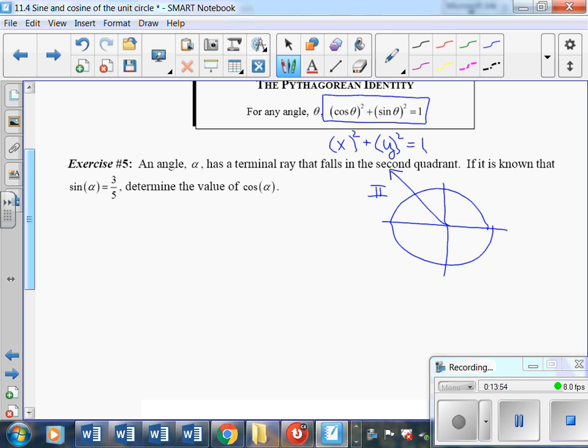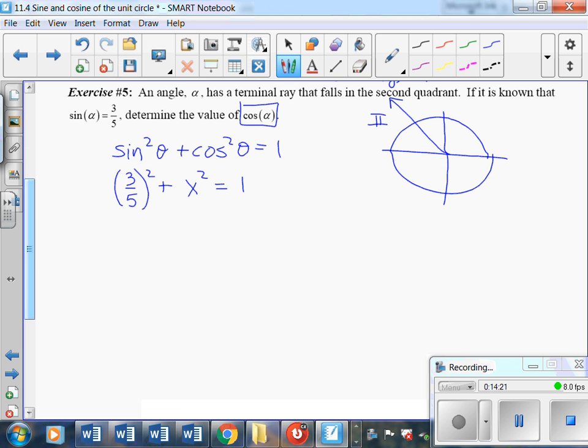So we know that sine squared theta plus cosine squared theta is equal to 1. Well, sine theta is 3/5, so square that, plus, and let's call cosine theta x, so x squared is equal to 1. Because we're solving for cosine, that's what it wants here, not cosine squared. When you square a fraction, you can do this in your calculator, square the numerator and the denominator. So 9/25 plus x squared is equal to 1, so x squared is 1 minus 9/25.